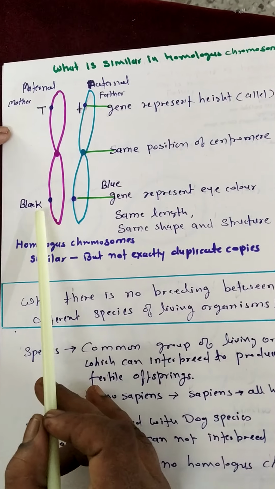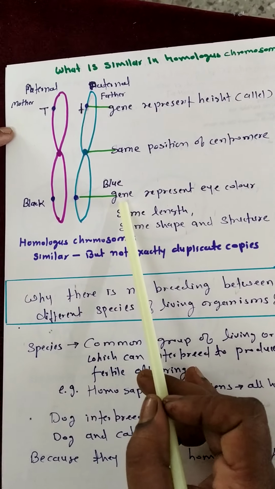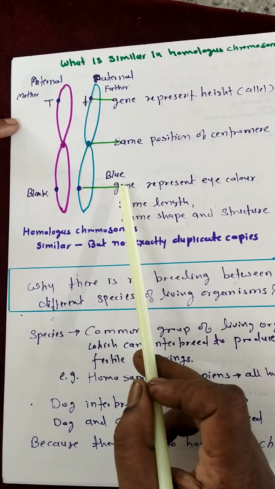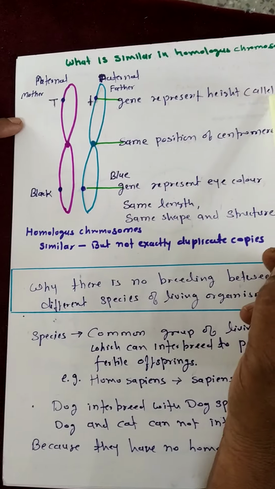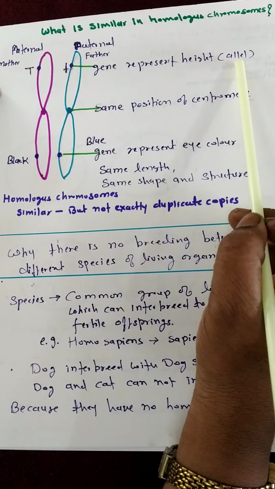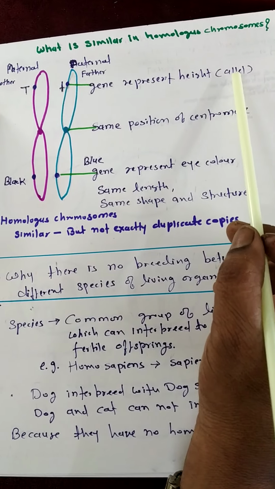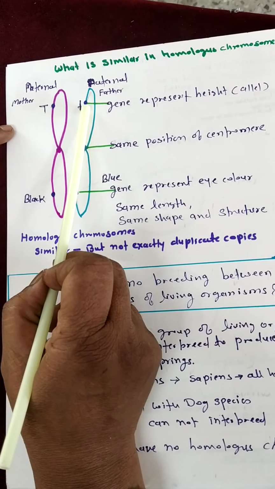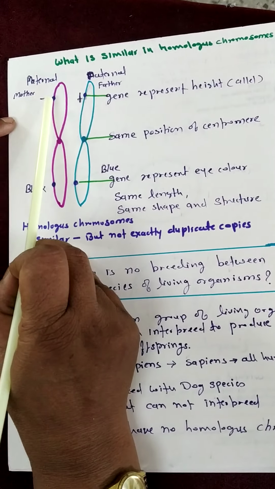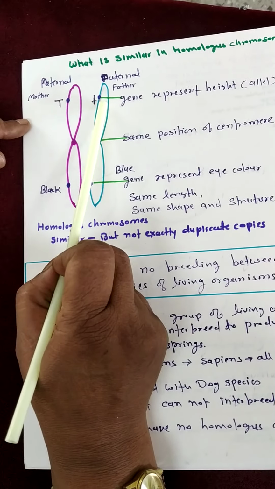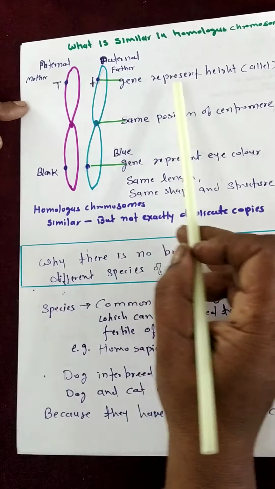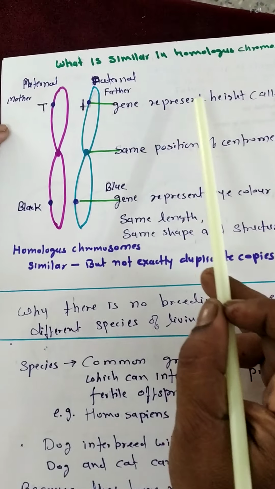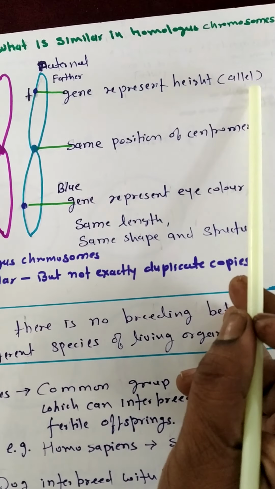Either both are black or both are blue. It means the gene is for the same character, eye color, but the eye color may be different. If such types of genes are present, they are called alleles. Variation in the gene is called an allele. Variation means what? This gene is for height, but the height may be tall or short. Both may be tall or both may be short. So variation in the gene, in their height, tallness or dwarfness, is called an allele.